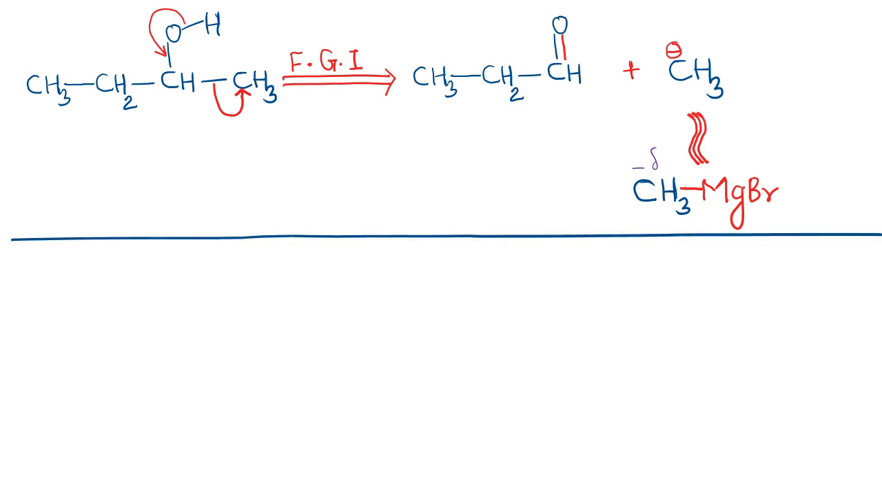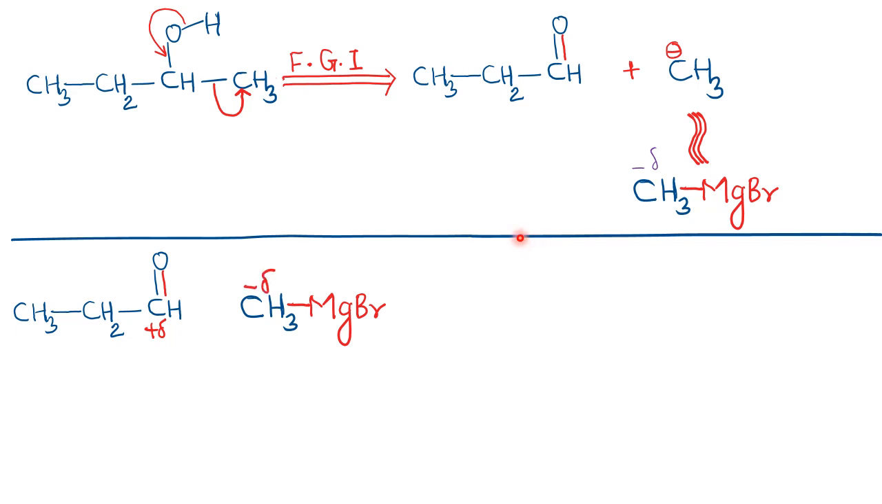What we'll do is complete the synthesis. So we have these two starting compounds. One is propanal and one is methyl magnesium bromide. So we react them together. The conditions are dry ether. We know the electron distribution. This carbon is electron deficient. This carbon is electron rich. When you make one, you break one.